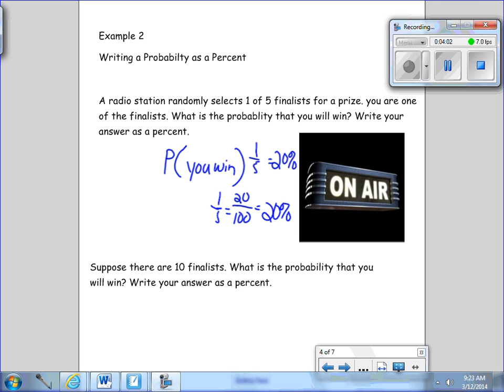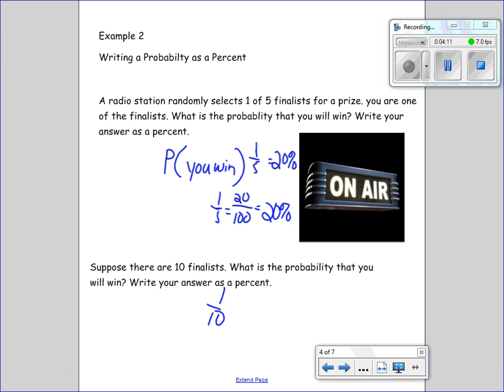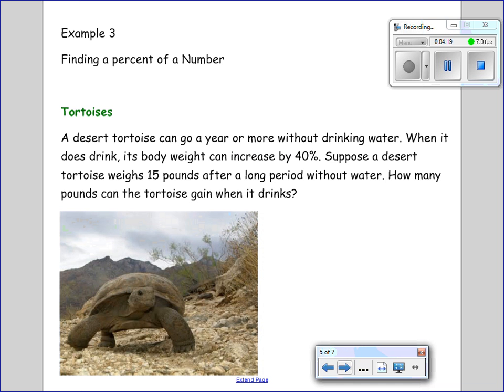Suppose there are 10 finalists. What is the probability that you will win? Write your answer as a percent. So 1 out of 10, which is equal to 10%. A lot of these I know you can do in your head, so you don't have to show your work on these type of problems. In example 3, we're finding a percent of a number.